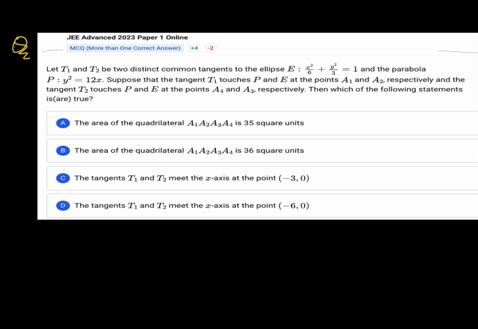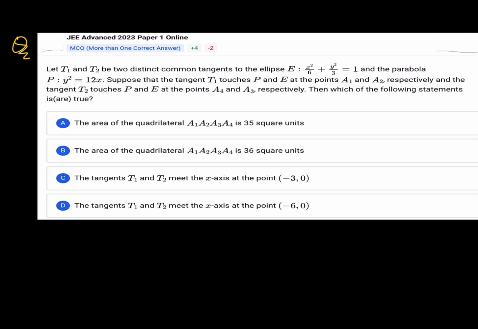The question is: let T1 and T2 be two distinct common tangents to the ellipse E, x square upon 6 plus y square upon 3 is equal to 1, and the parabola P, y square is equal to 12x. Suppose that the tangent T1 touches P and E at the points A1 and A2 respectively, and the tangent T2 touches P and E at the points A4 and A3 respectively. Then which of the following statements are true?